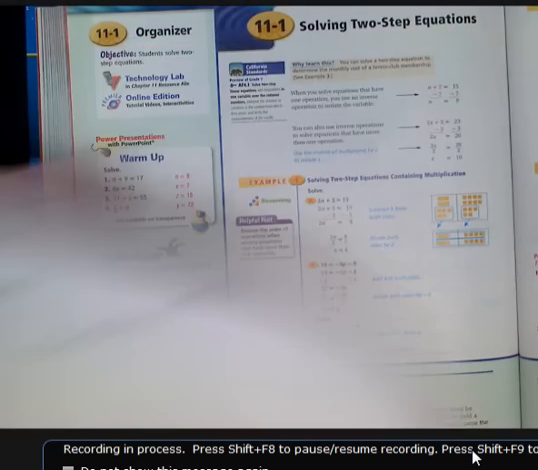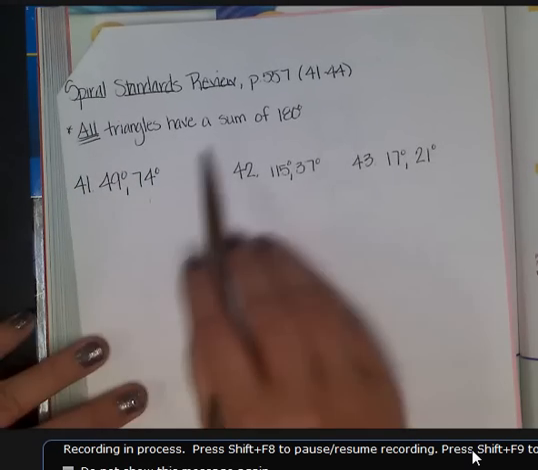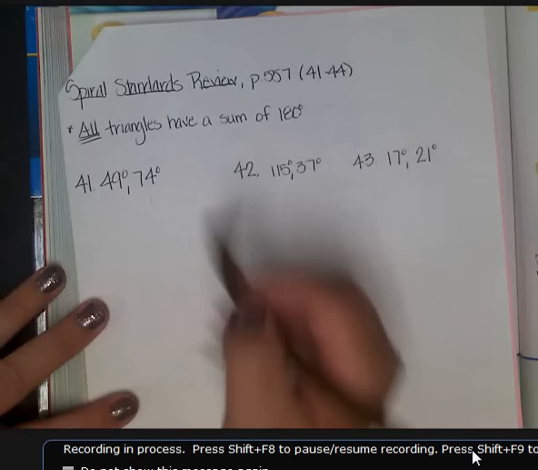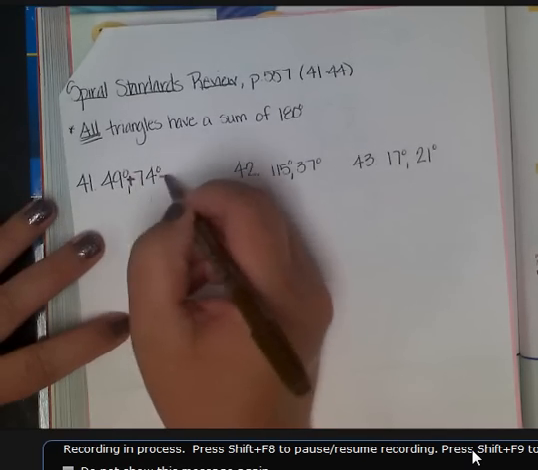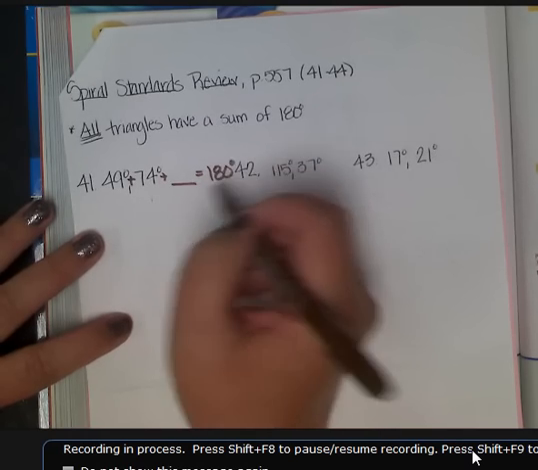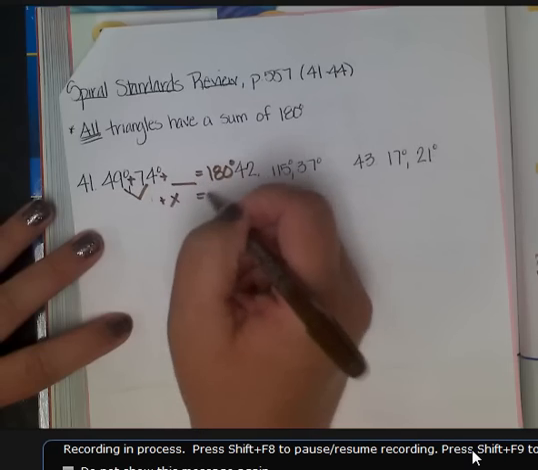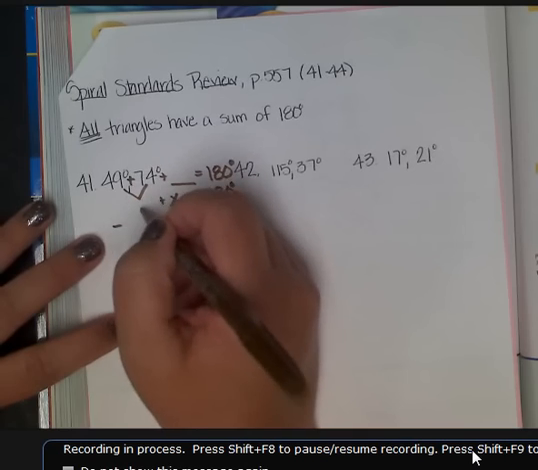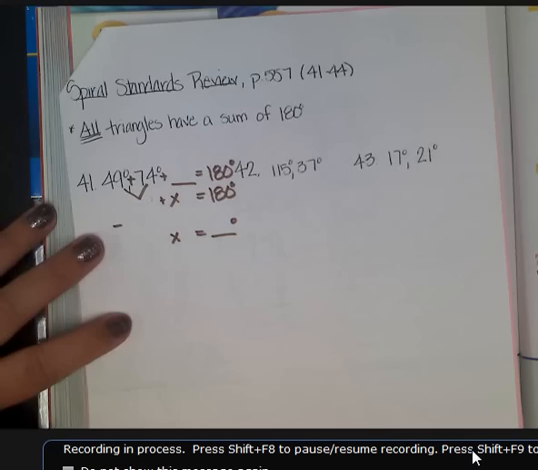For the box, really easy. These are all going to be triangles. Every single triangle in the world has a sum of 180 degrees. So this triangle is going to be 49 plus 74 plus something is equal to 180 degrees. Add these together, plus x equal to 180. Subtract whatever you have here from both sides, and x will be equal to something. And that's going to be your missing angle.